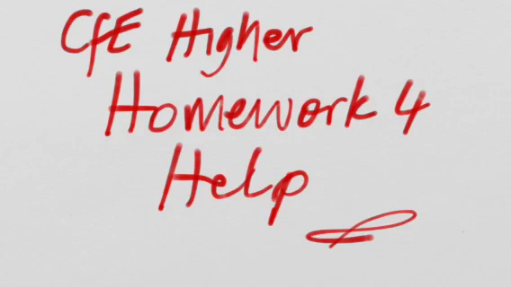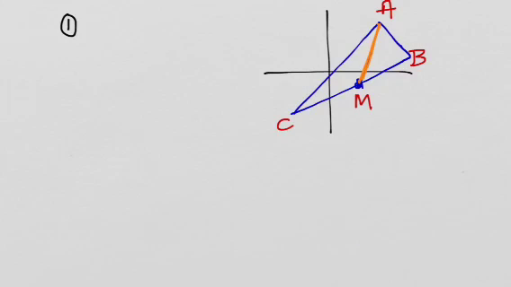Okay, here's some help with homework sheet 4. First question is a triangle. You have to work out the equation of the median AM, the orange line.